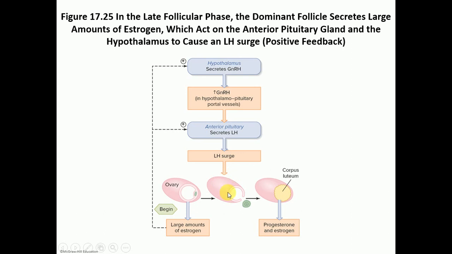That LH surge leads to ovulation, and then we've ovulated the secondary oocyte. The rest of the mature follicle changes into the corpus luteum that is going to make progesterone and estrogen, but mainly progesterone, and now we are into the second part, which is the luteal phase.